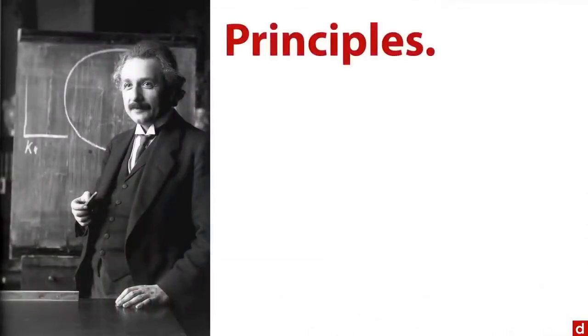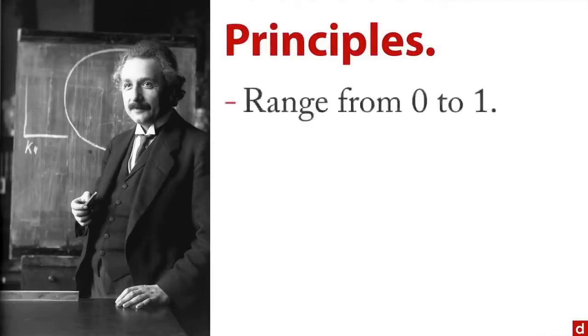We got our friend Albert Einstein here to explain things. The principles of probability work this way. Probabilities range from 0 to 1. That's like 0% to 100% chance.